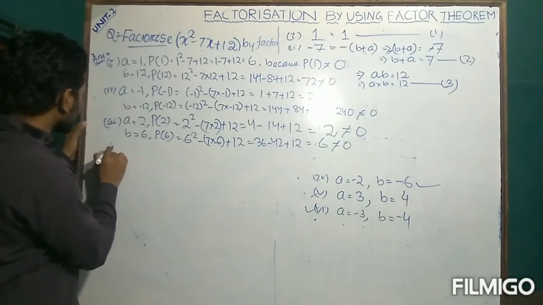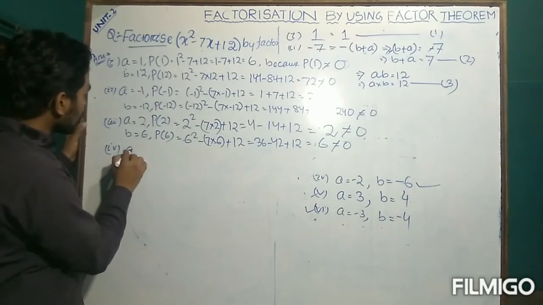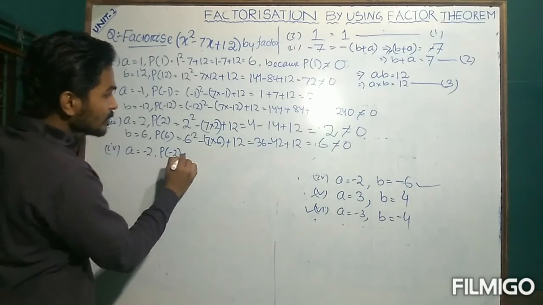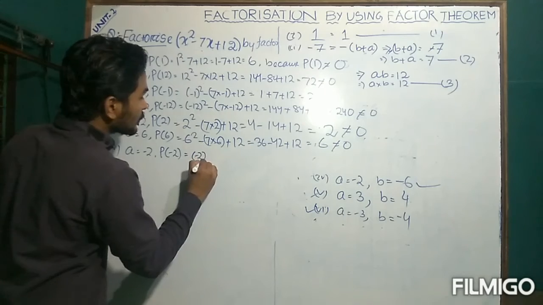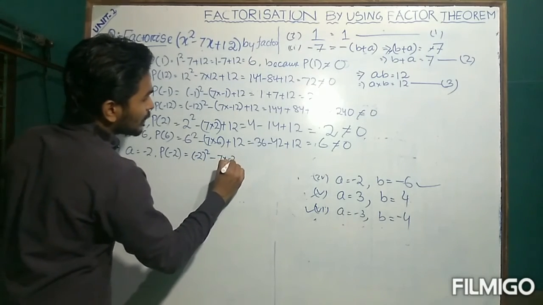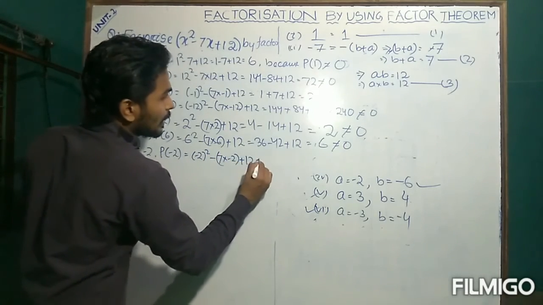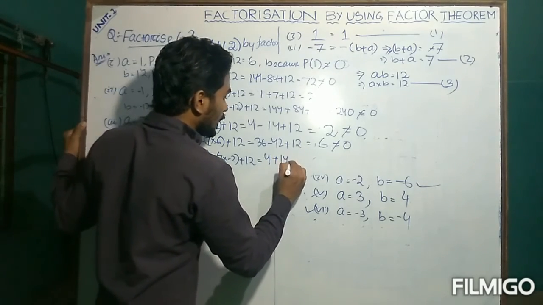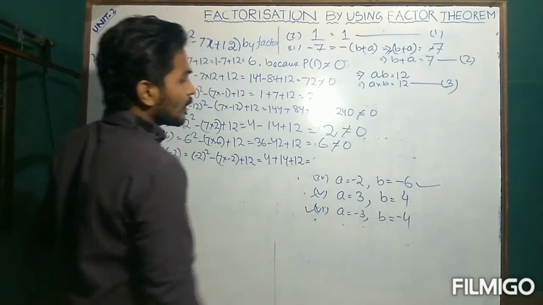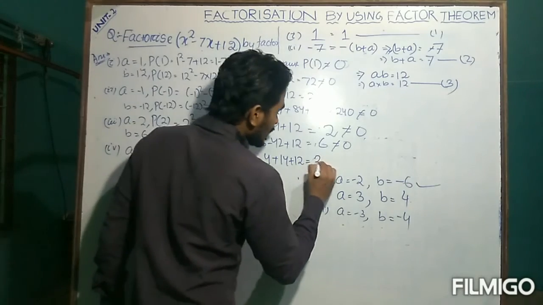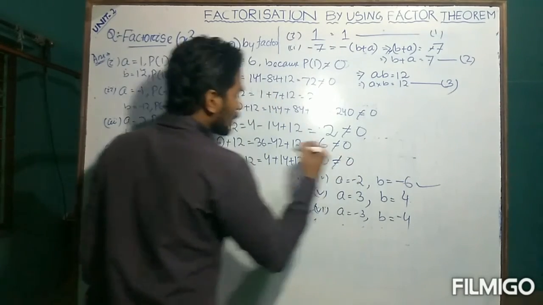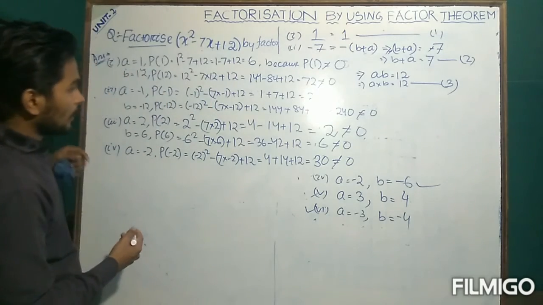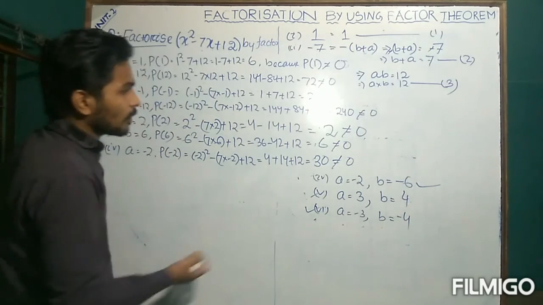Now let us check with assumption 4. So in assumption 4 we have a is equal to minus 2. We have to find out the value of p of minus 2. It will be minus 2 square minus 7 into minus 2 plus 12 is equal to minus 2 square is 4 plus 14 plus 12. Hence it will be 30, which is also not equal to 0. Hence a is equal to minus 2 is not a factor of the polynomial, or not the 0 of the polynomial.